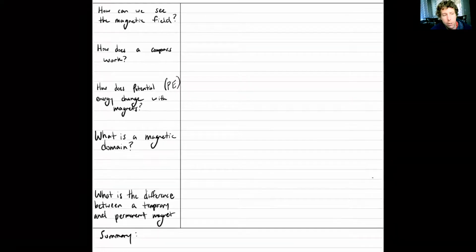You have 5 questions you're trying to answer. How can we see the magnetic field? How does a compass work? How does potential energy change with magnets? What is a magnetic domain? And then finally, what is the difference between a temporary magnet and a permanent magnet?